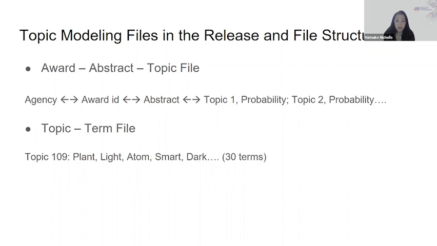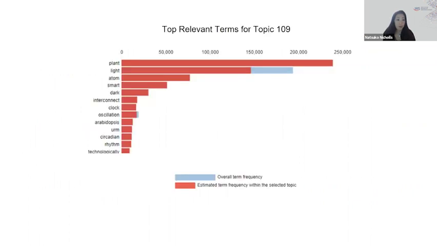Probably researchers would be interested in using topic 1 or 2 with the highest or higher probabilities. However, we decided to give options going up to 20 topics. The other file is the topic and term relationship. So here's an example I'd like to show you. Of the 200 topics, this is topic 109. And there are 20, 30 relevant terms associated with it.